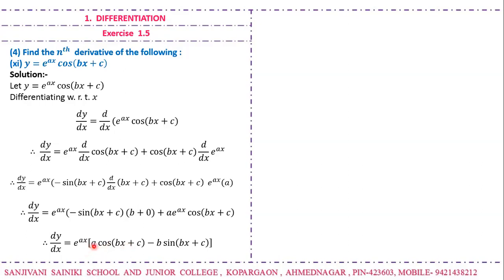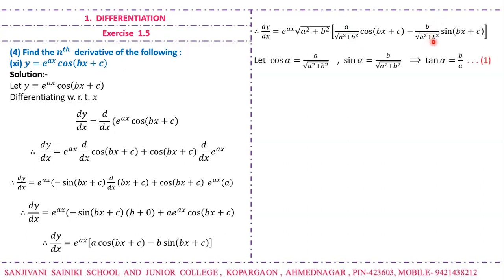For that, as the coefficient of this is a and the coefficient of this term is b, I will multiply and divide by root a square plus b square, as an adjustment. Then this a upon root a square plus b square I will call cos alpha, and this b upon root a square plus b square I will call sin alpha. So if I take the ratio sin alpha upon cos alpha, I will get tan alpha as b by a. Call this equation number 1. From this I will write alpha as tan inverse of b by a.